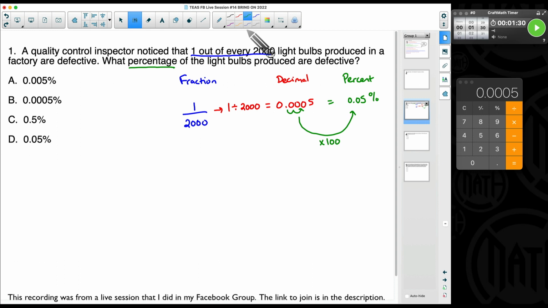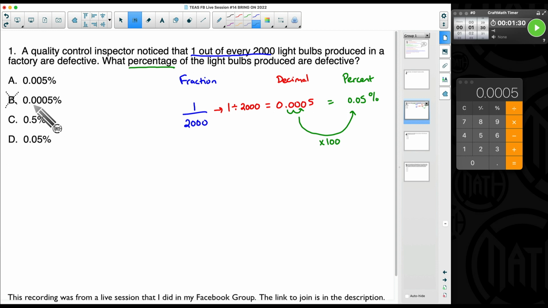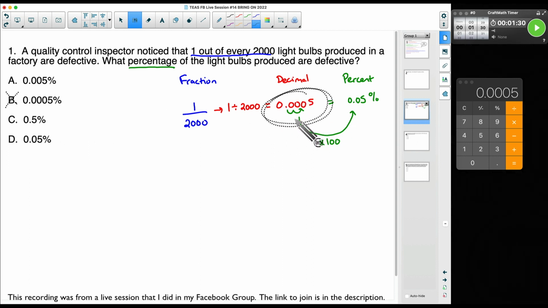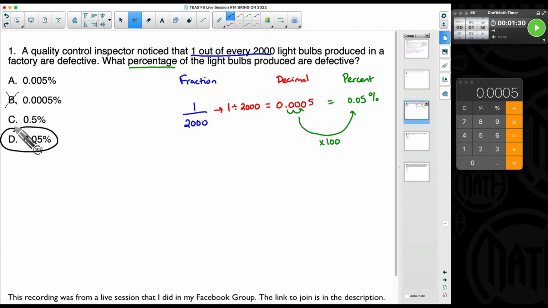So I did see some B's coming in, but we don't want to pick B because this is saying this is 0.0005%. That is not correct because that's our decimal, but you have to convert that decimal to a percent, and therefore D is going to be our correct answer.